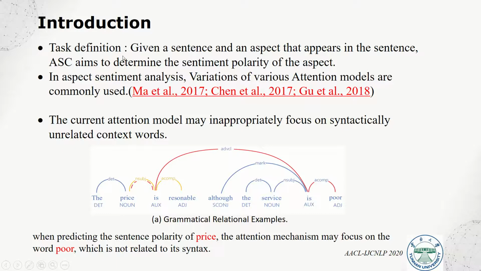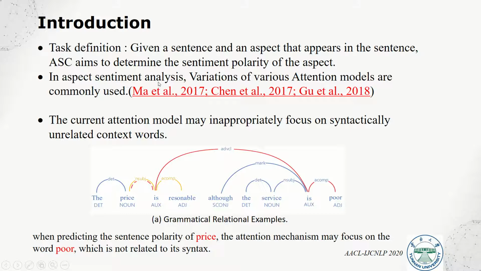First, this is the aspect sentiment classification task definition. Given a sentence and an aspect that appears in the sentence, aspect sentiment classification aims to determine the sentiment polarity of the aspect.